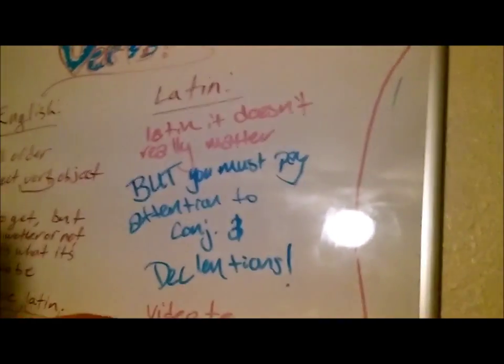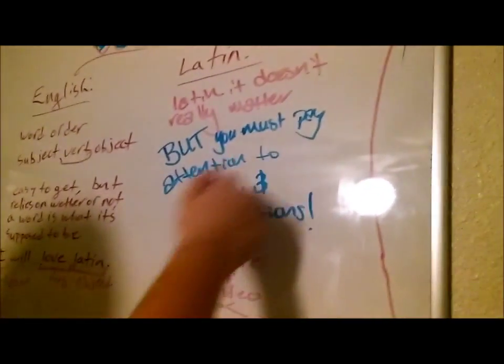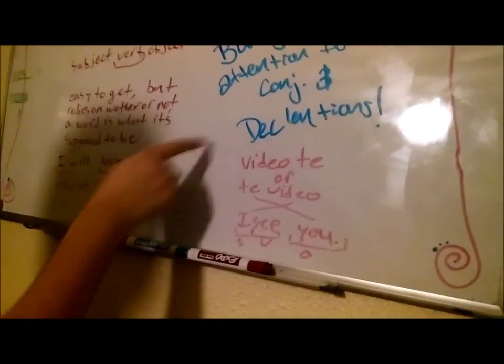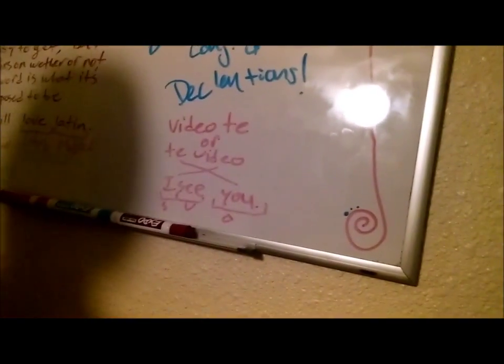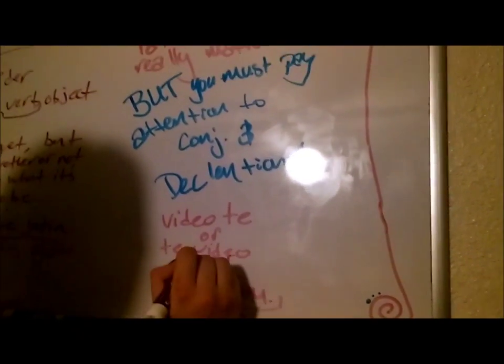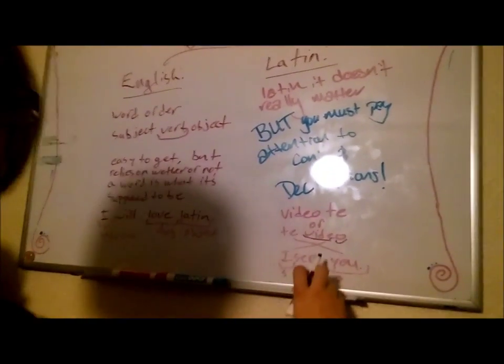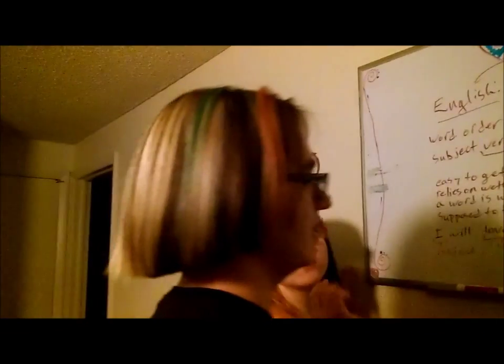So video te makes as much sense as te video, so long as you pay attention to the conjugations and declensions of the words. So video, if you look at it, is just vide, which is to see, and then o, which is I. So you get I see, and then te is accusative for you, so I see you. That makes sense. It's pretty easy, and you can flip it all around.